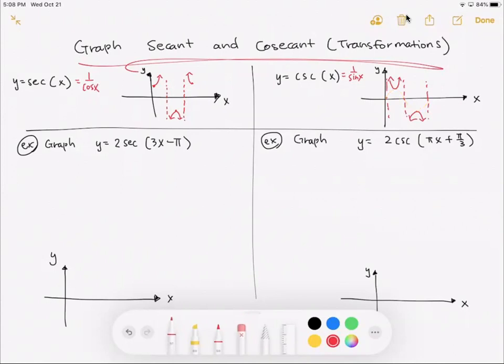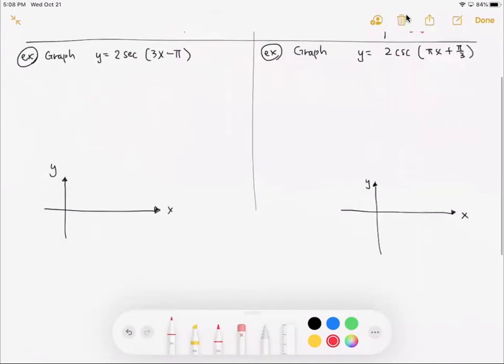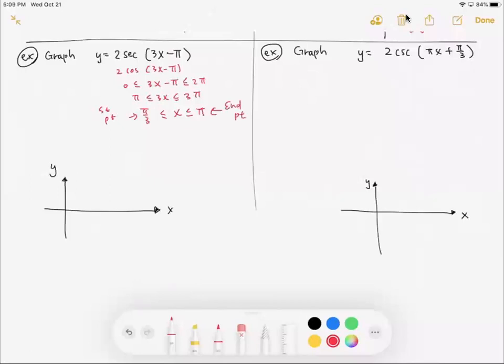So for our example, we're going to graph 2 secant 3x minus pi first. So I'm going to set what's inside of the parentheses between 0 and 2 pi, add pi on both sides, and divide by 3 on both sides. And we know that that's our starting point and our end point. And let me do a rough sketch of cosine. And this should be pi over 3.